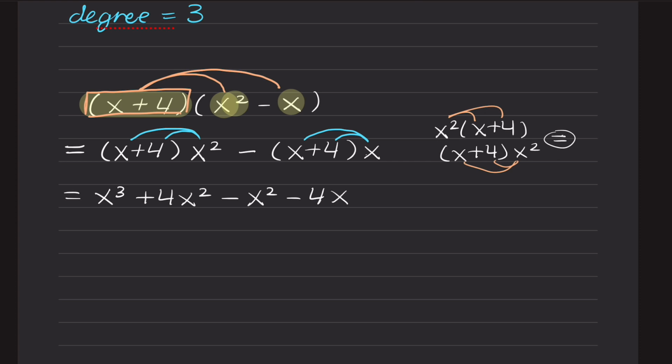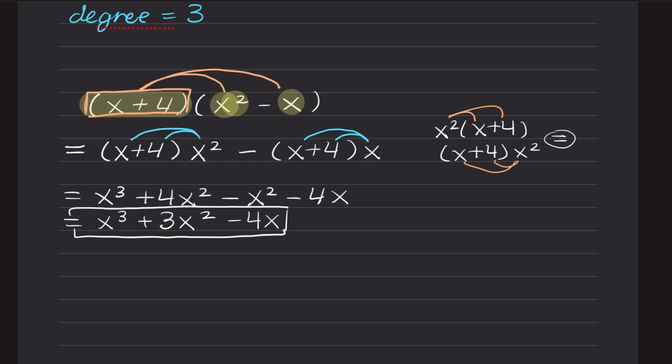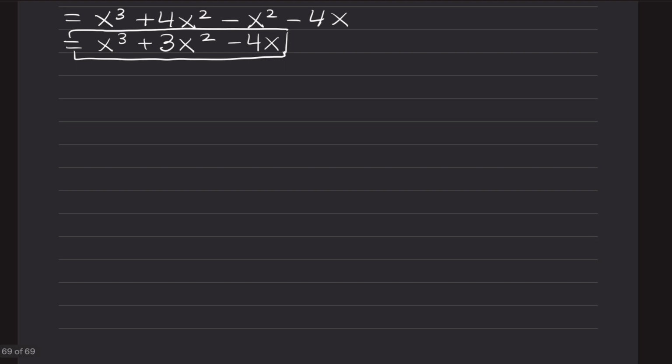Now I'm going to combine like terms. We've got x cubed. It doesn't have any other x cubed terms. Our x squared terms combine to make plus 3x squared. And then we have this minus 4x. So that's what we get when we multiply those two polynomials together. We'll do one more example like this.